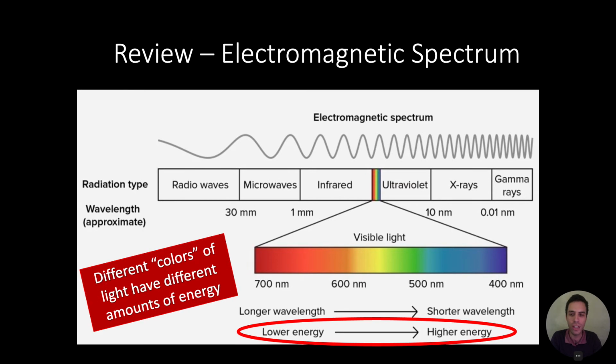So different colors of light have different amounts of energy. Red light and blue light and yellow light have different amounts of energy. Infrared light and X-rays have different amounts of energy. That's what we need to know here.